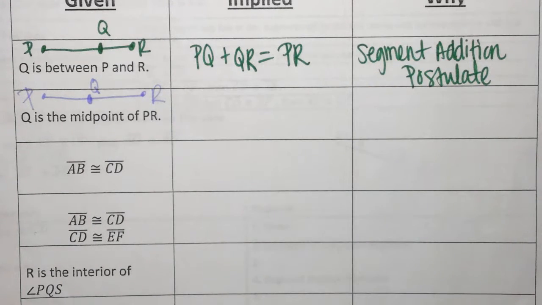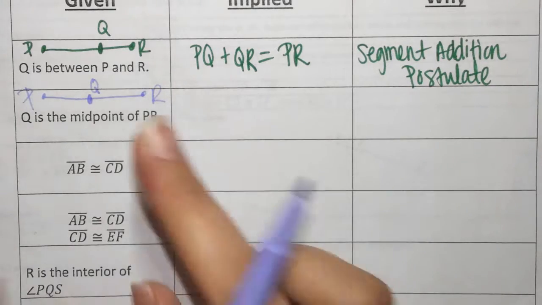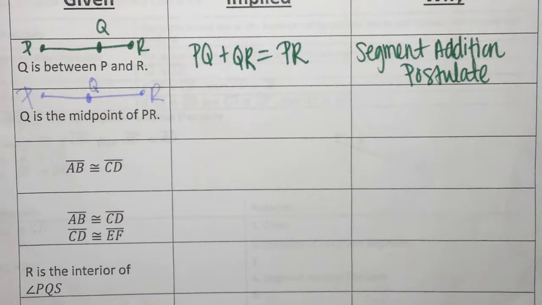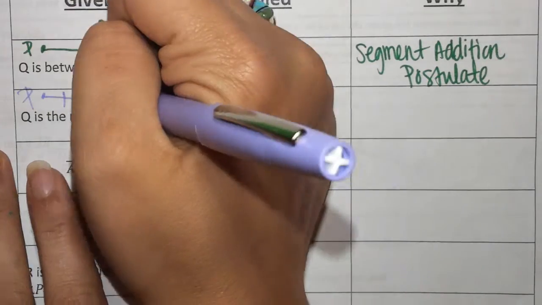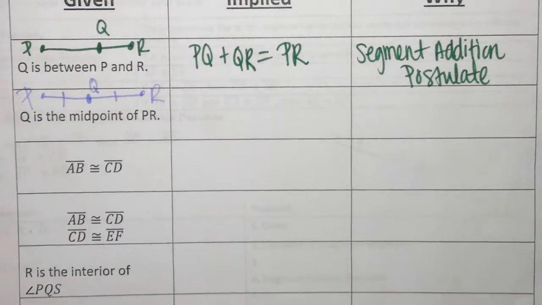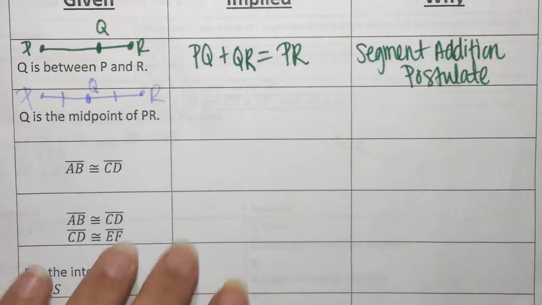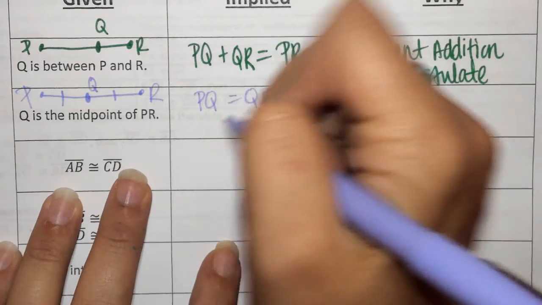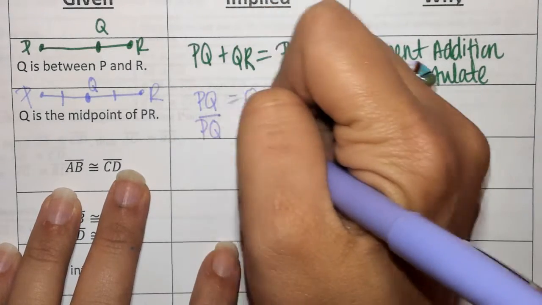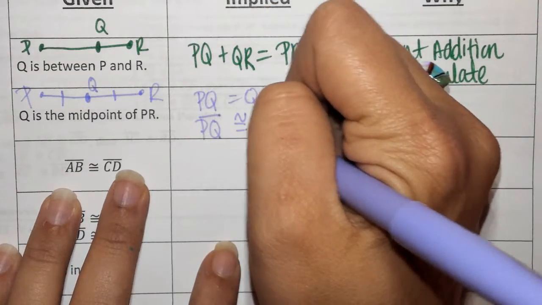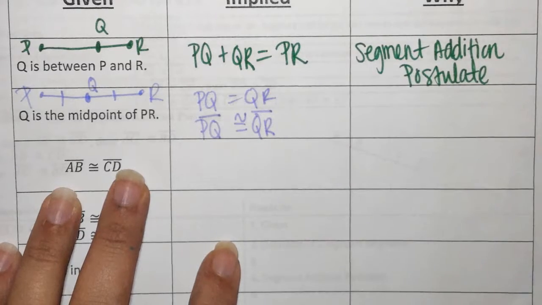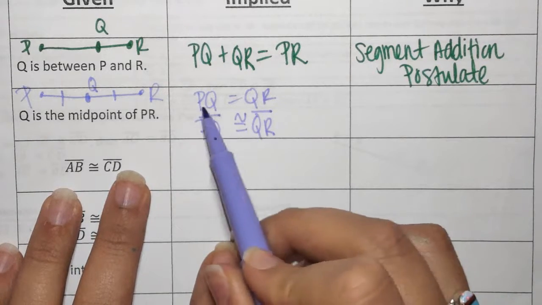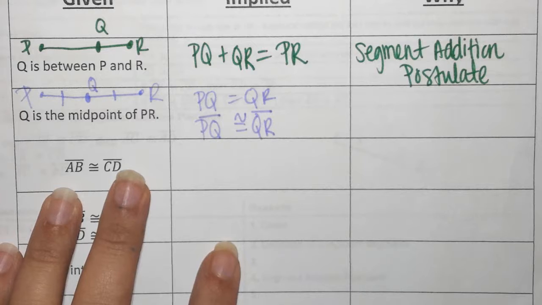I said not in the middle, and I know it's half. What does that mean about my segments? They're the same. Take a point. So what could we write? PQ equals QR, and we could also say that segment PQ is congruent to segment QR. So when it has the segment line, you use congruent. When it's just the length, you use equal. This symbol is congruent.